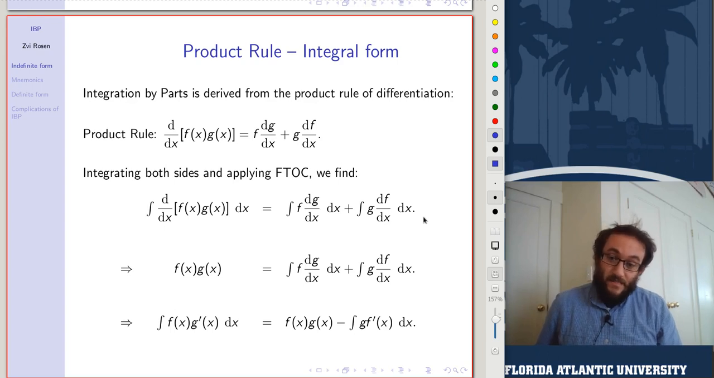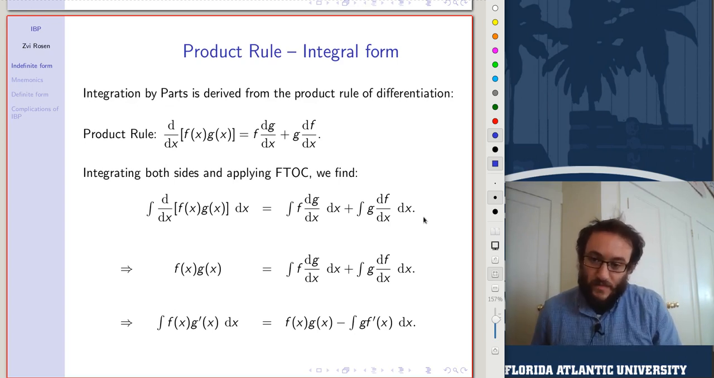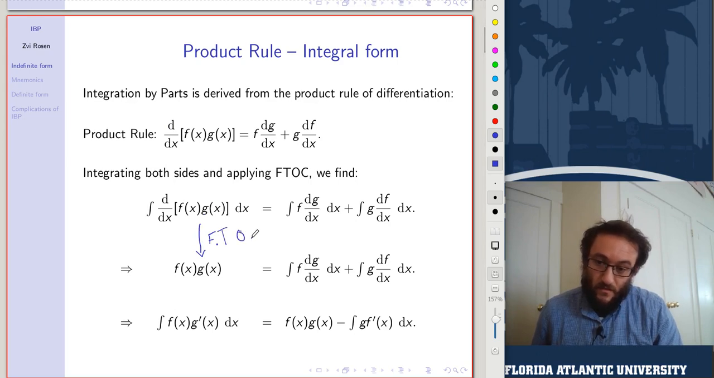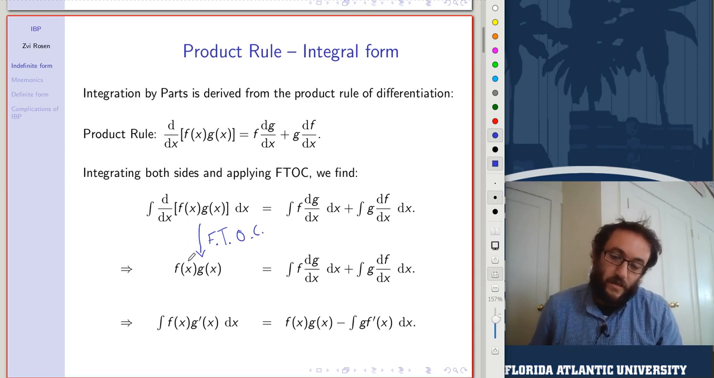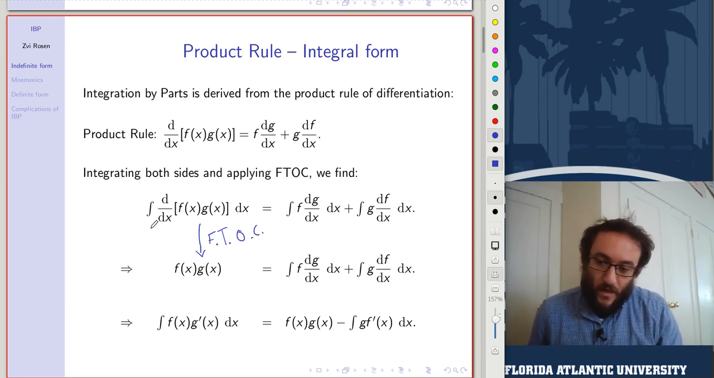Integrating both sides and applying the fundamental theorem of calculus, we find the following. So first we integrate on both sides, and then going from line 1 to line 2, we apply the fundamental theorem of calculus, which says that basically integration and differentiation are inverses of each other. So if you take a derivative and then the integral, you get the original function.